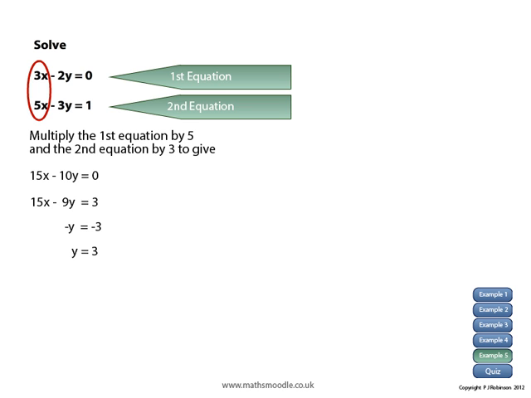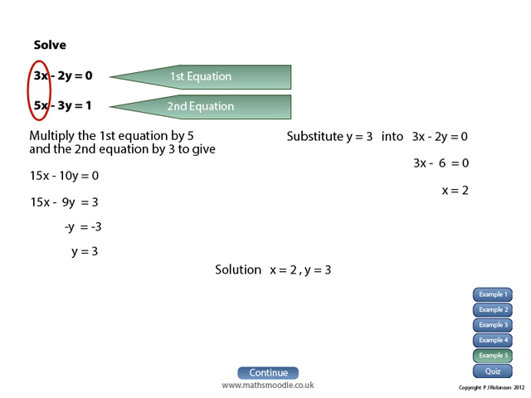Substituting y equals 3 into any one of the four equations we now have would give us our x result. In this case, 3x minus 2y equals 0 looks to be the simplest. So putting y equals 3 into this equation, we get 3x minus 6 equals 0, giving us x is equal to 2. Our solution is then x equals 2, y equals 3.